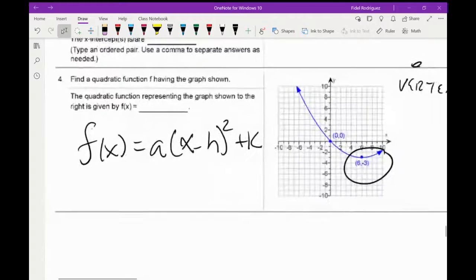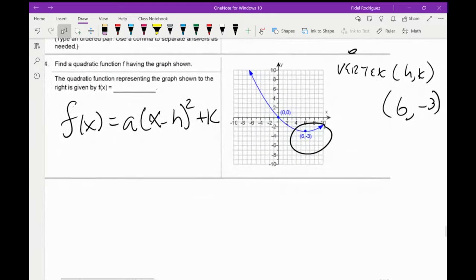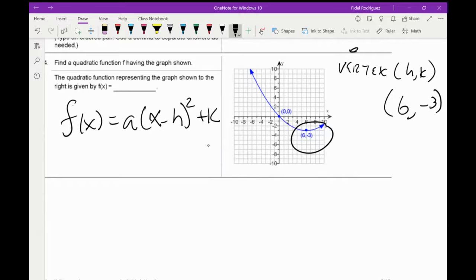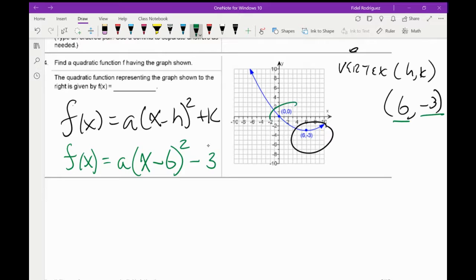So the first thing I'm going to do now that we have that is we're going to start filling in some blanks, okay? So I'm going to write it like this. F of x equals a times (x minus 6) squared, and then this last number is a negative 3, so I'm just going to put a minus 3 right there. Okay, so that's the first part. Now the second part is they give us this extra point here. This extra point here is in the form x and y, okay?